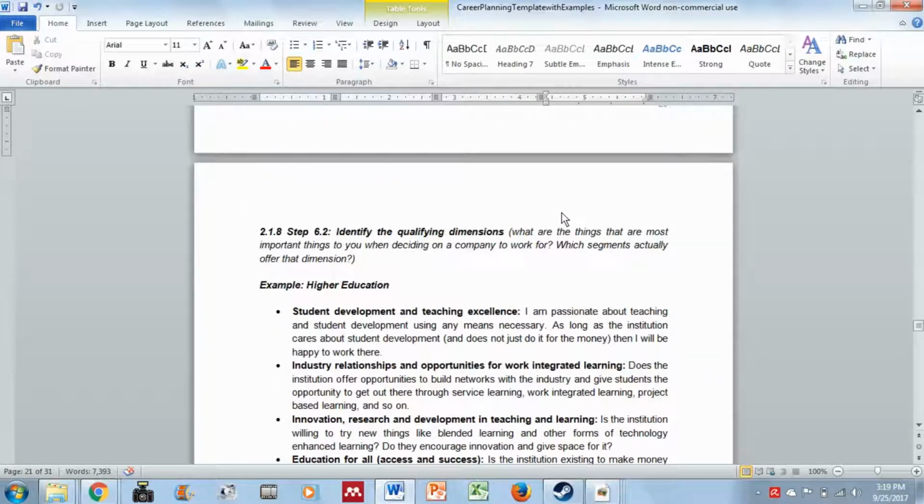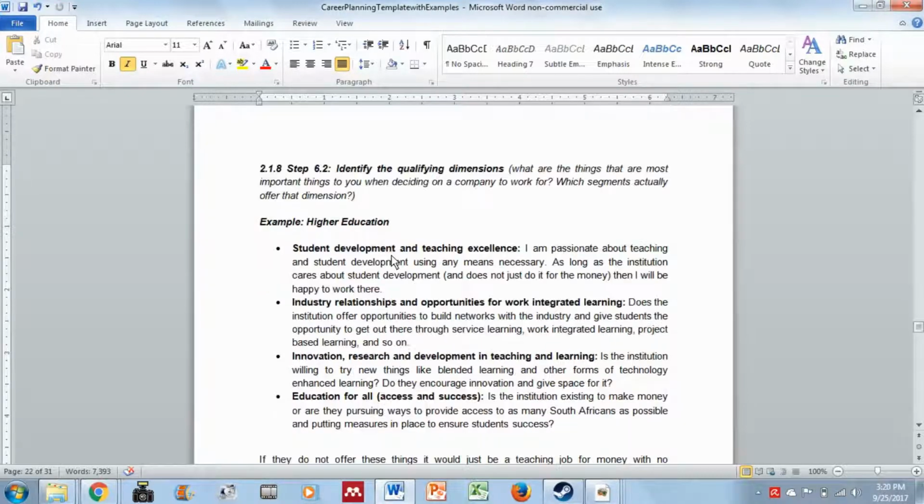Then I develop the qualifying dimensions. In other words, these are the things that I'm looking for in an organization. What is important to me? I want these things in the organization. If they don't have these things, then I don't really want to work there. So I give an example.